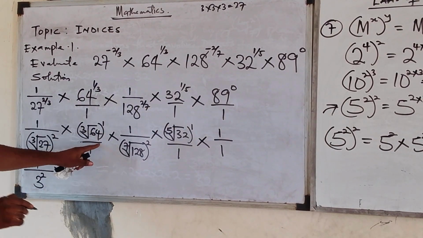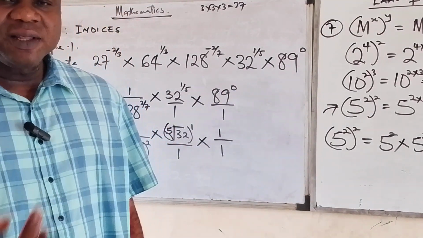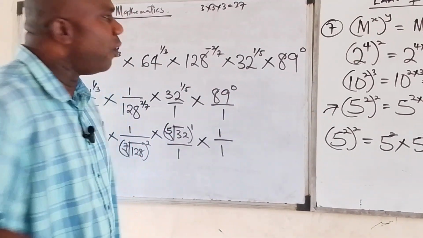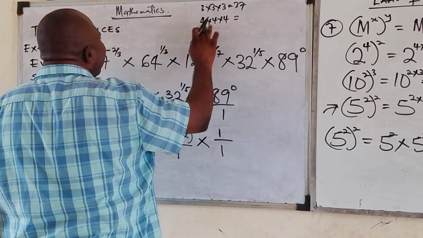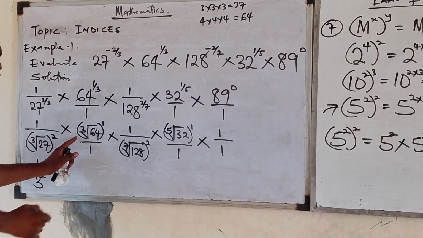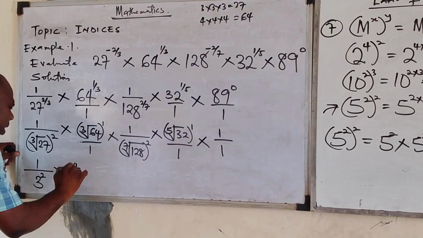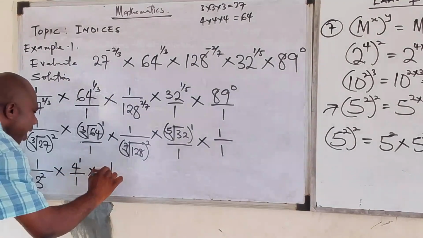Now, let's look at the cube root of 64. The cube root of 64 is a number that will multiply itself 3 times to give you 64. And the number is 4. 4 times 4 times 4: 4 times 4 is 16, 16 times 4 is 64. So the cube root of 64 is 4. So we have 4 raised to the power of 1 all over 1. Then times 1 all over.